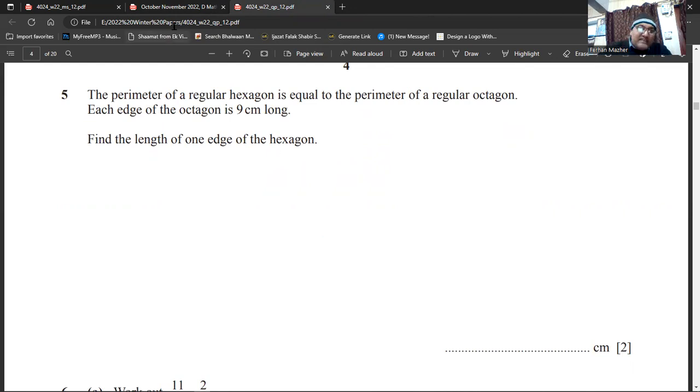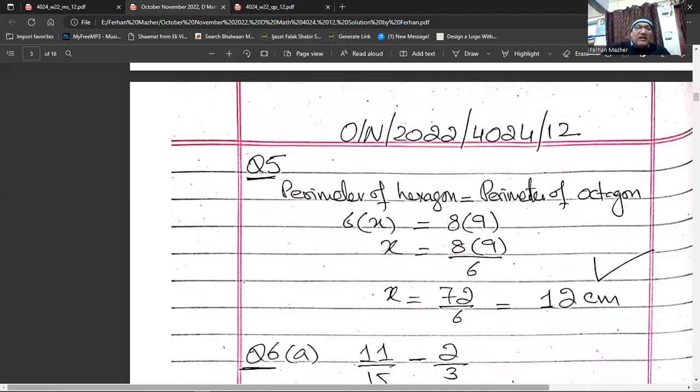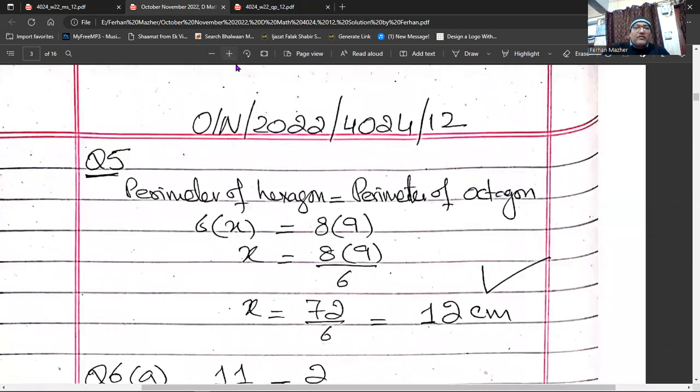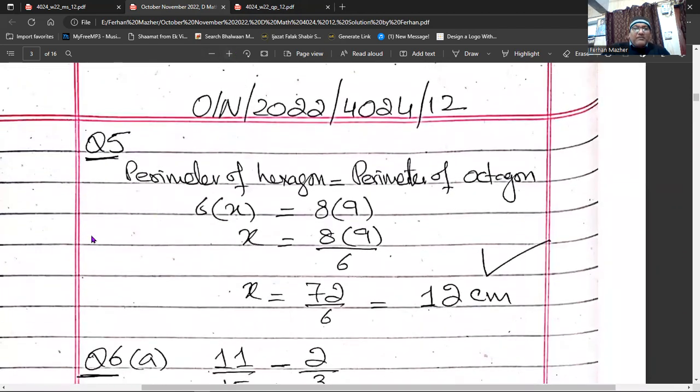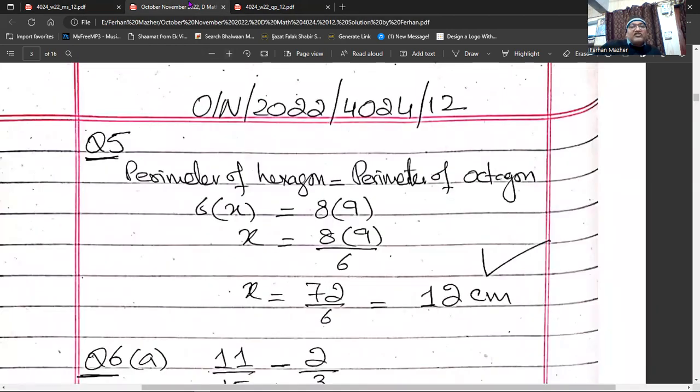So the perimeter of the hexagon is equal to the perimeter of the octagon, and very easily we can find that. Suppose the hexagon edge is x. There will be 6 edges, so you will have 6x equals 8 into 9. So x will be 8 into 9 divided by 6, 72 divided by 6, and that will be 12. So the length of one side of the hexagon is 12. 12 is the right answer. This is the solution.